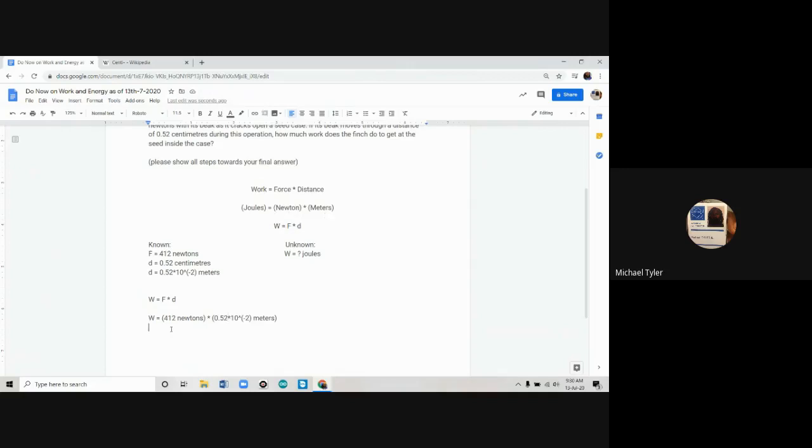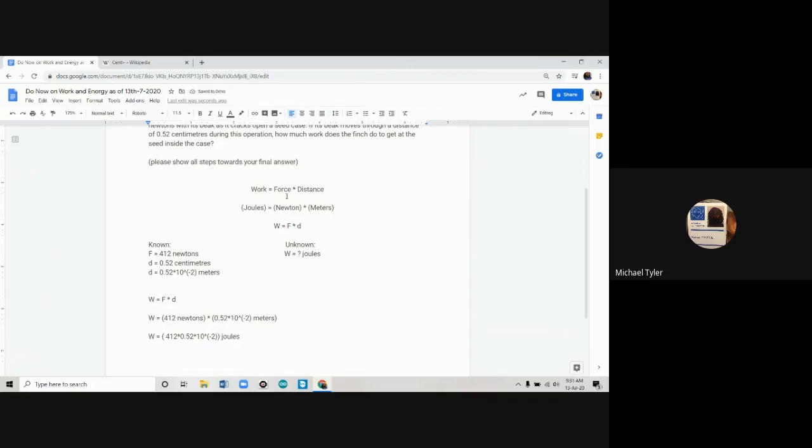So I'm just going to say work before I calculate it. I'm going to remember what it is, so my math is straight. Is equal to, in parentheses here, because I'm going to take this over to my calculator, 412, and that's going to be multiplied by, keep it all together, this number over here, which is 0.52 times 10 to the negative second power. And that leaves us with joules now.